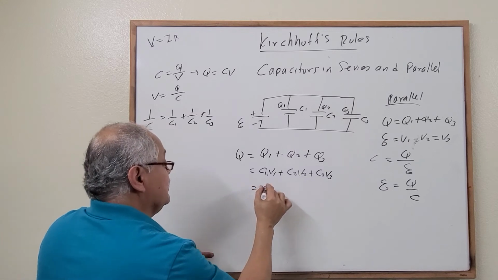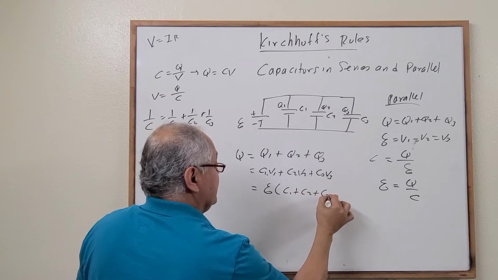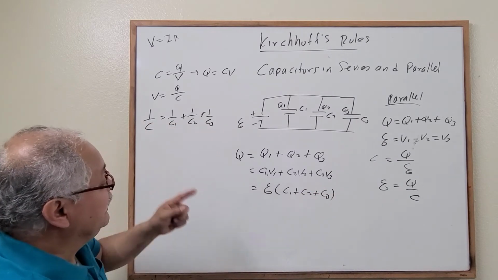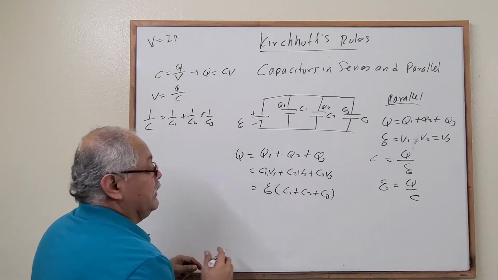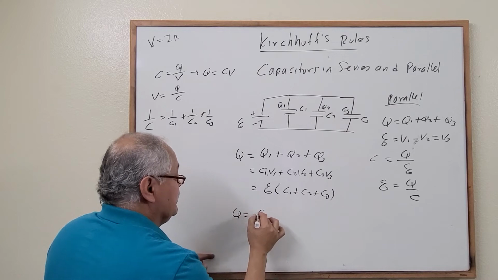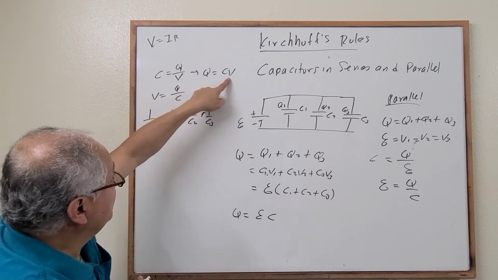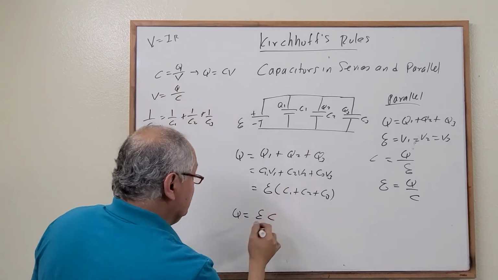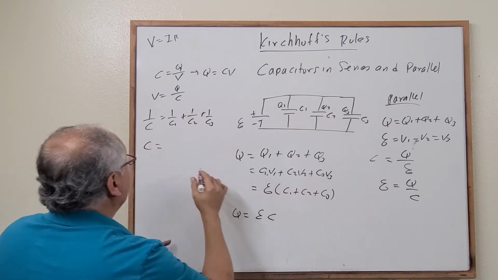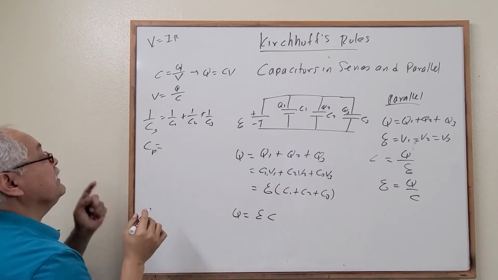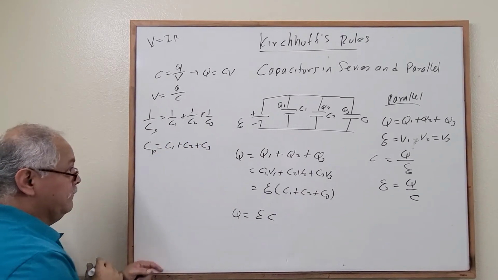So this is C equal to, we can use electromotive force times what? C1 plus C2 plus C3. When we compare this to the original one, which is charge is equal to electromotive force times the capacitance, the same thing. When we compare these two, we can see that the equivalent capacitance in parallel is equal to C1 plus C2 plus C3.